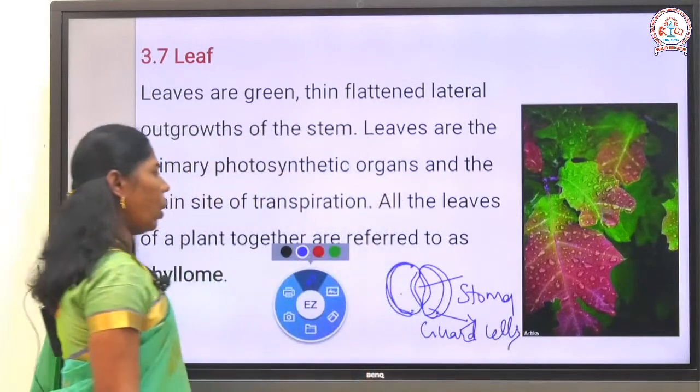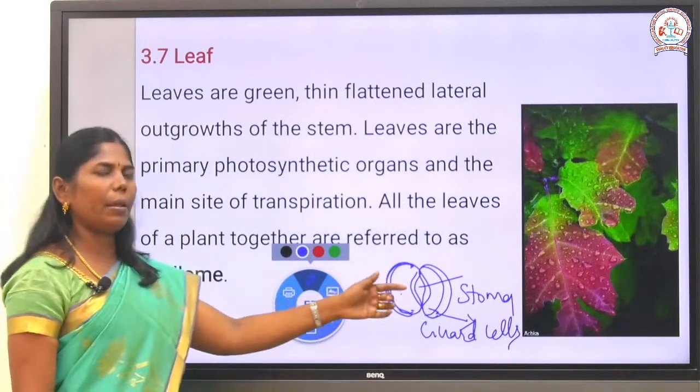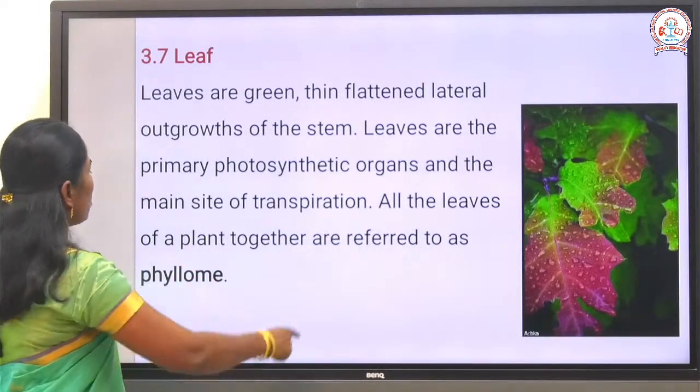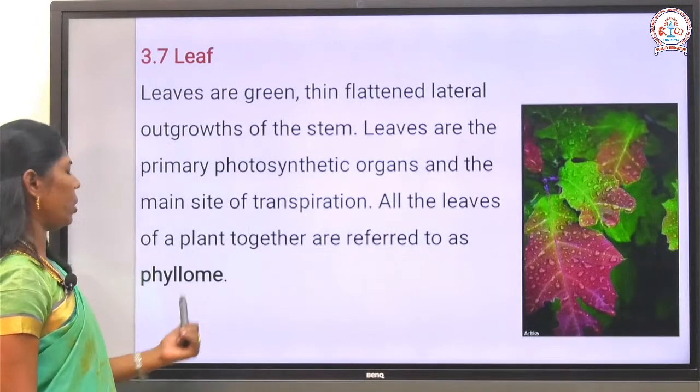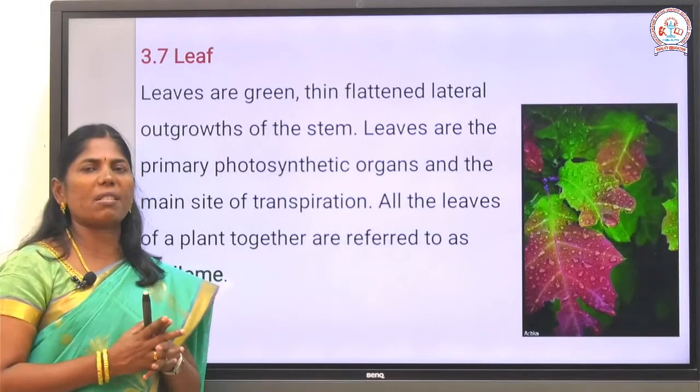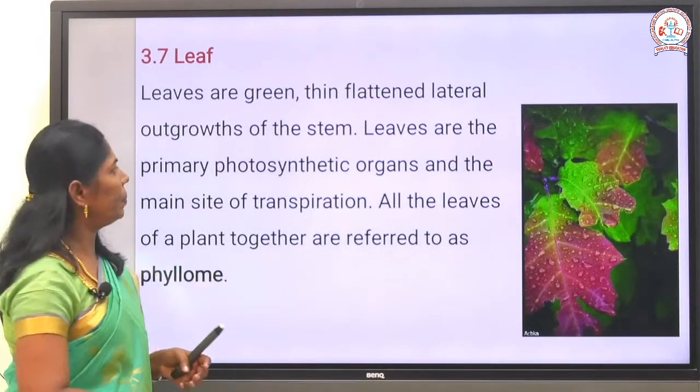This is your guard cells, okay. Through the stomata the transpiration occurs. So all the leaves of the plant together are referred to as a phyllome. Phyllome na, plant la irukkura ella leaves yum chenduchna, that is considered as a phyllome.